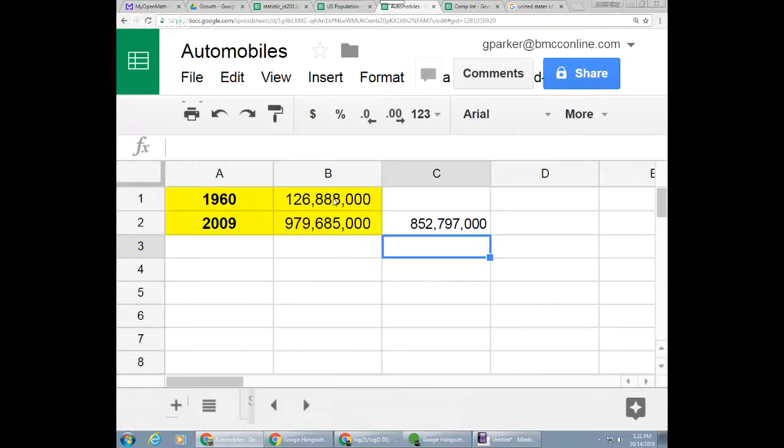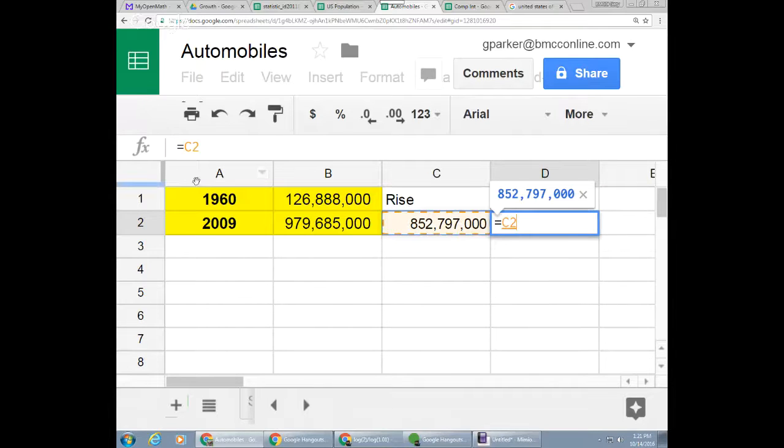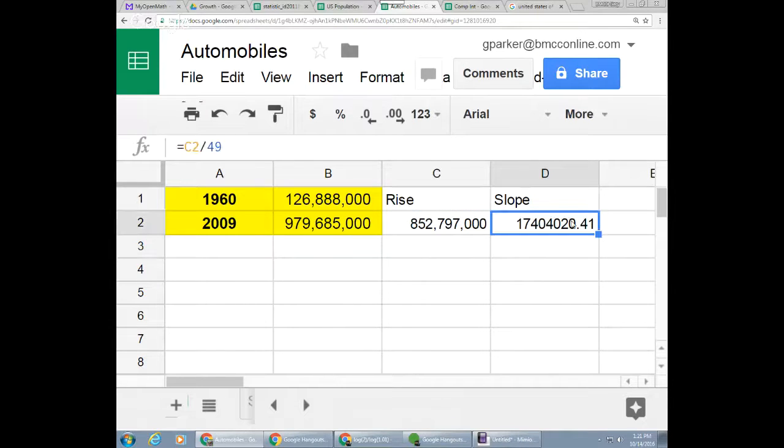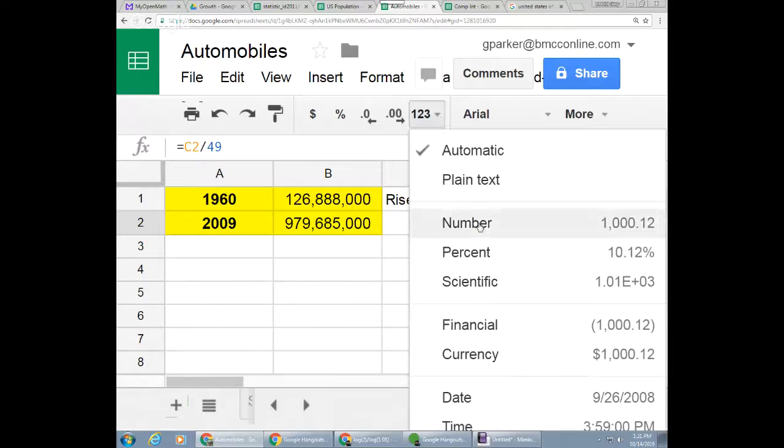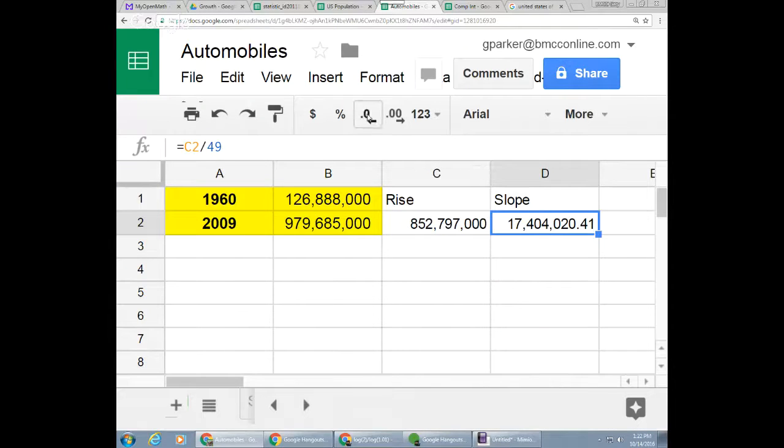852,797,000 divided by, was that 49 years? So divide that by 49, and that'll be our slope. So this number here is our rise. Oops, rise. So slope should be that over the 49 years that elapsed in that time. Ooh, that's a big number. Commatize it. Get rid of some decimals.